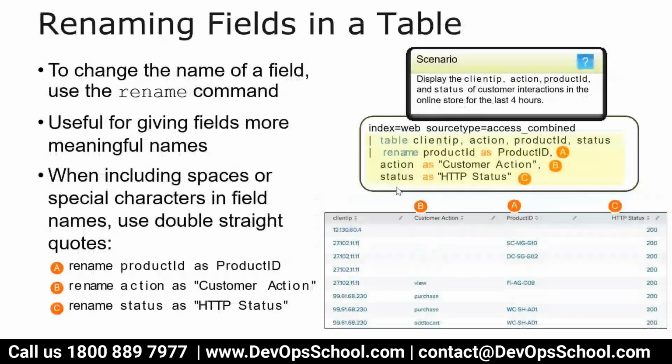Now, if you want to rename some of the columns, you display by table, again pipe, and there is one command which is called rename. If you want to rename a column, say product ID, which is a little bit odd to read, you are changing it to Product ID, and action as Customer Action, and status. So the rename command will help you rename the column as per your desire, because you want to display these reports to management, right? You don't want fields displayed where it's not making any sense. So you understood table and rename.